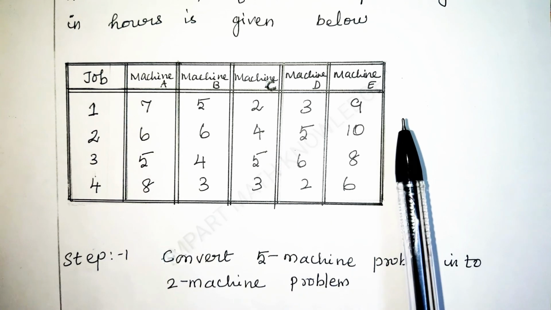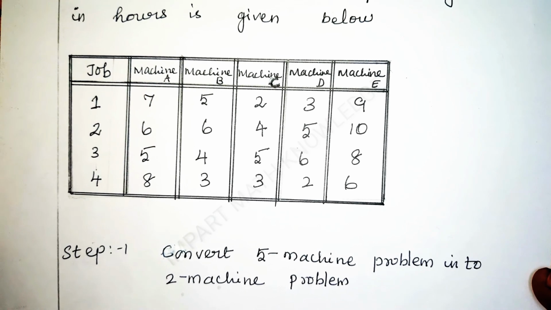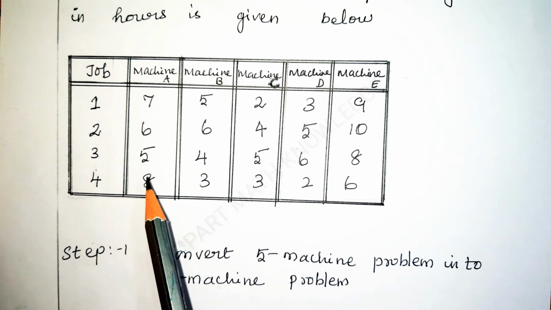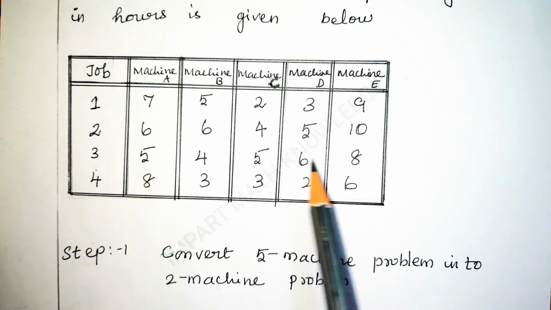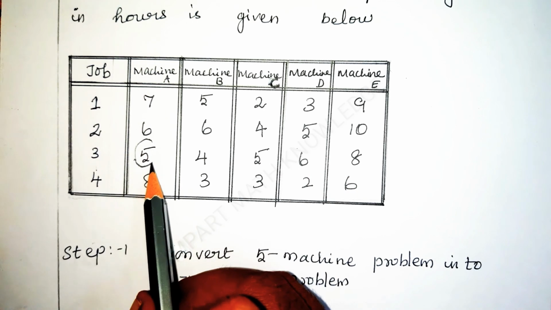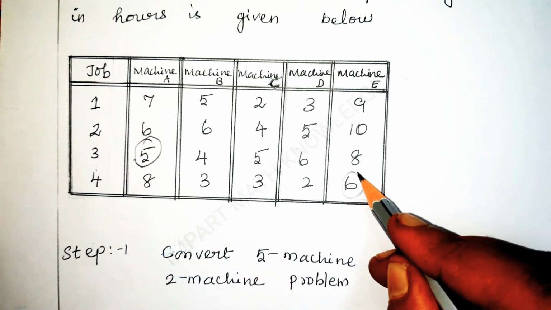Here 5 machines are given. The optimum sequence is possible only for 2 machines. So we need to convert the 5 machine problem into a 2 machine problem. For converting, we have to follow some steps. Select the minimum element from the first machine and the last machine. In machine A, the minimum element is 5. In machine E, the minimum element is 6.